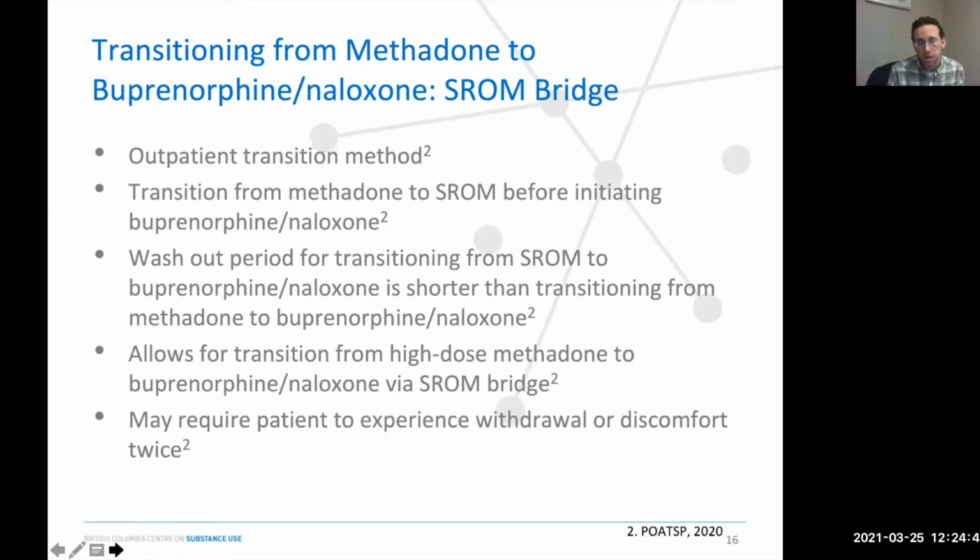Important to remember that the methadone will stay in your system for at least 5 to 10 days and longer if you're on a higher dose of methadone. So you will have that background of methadone. The downside may require a patient to experience withdrawal or discomfort twice. I mean, there's two transitions, right? And so it's just more of a risk of things not going that smoothly. So I actually generally wouldn't recommend this unless you're not doing the microdosing.